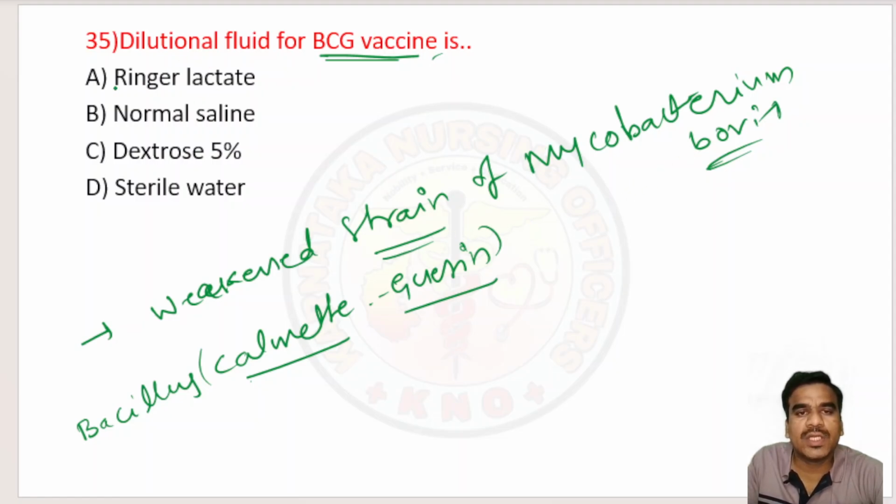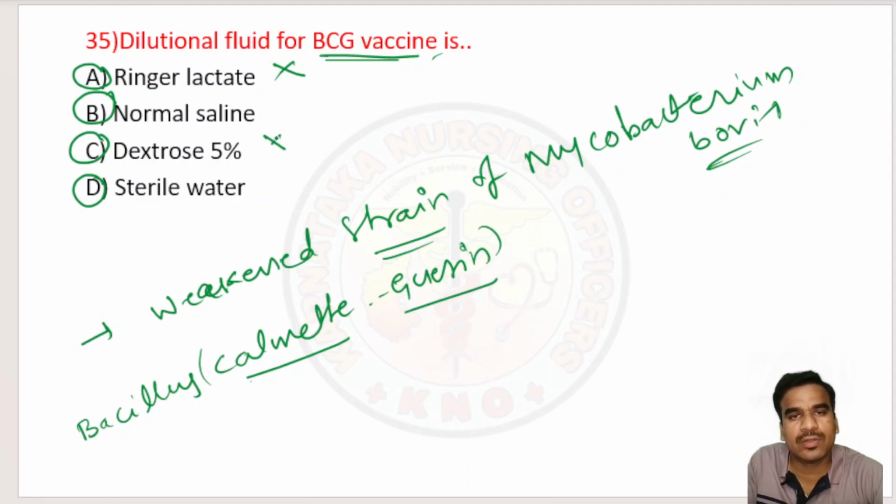Okay, now the solution options. We can see here ringer lactate, normal saline, dextrose 5% and sterile water. So ringer lactate we never use for the dilution of any vaccine, and dextrose also we are not using for the dilution of any vaccine. Okay, so here the right answer is option B, normal saline. So only normal saline we are using for the BCG vaccine dilution.